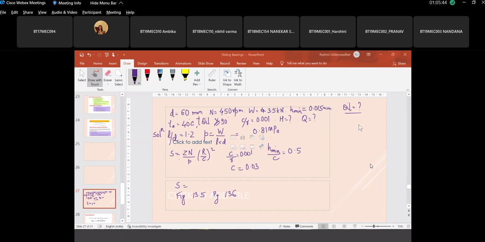1.5, 10 raised to minus 1. Do you agree with me? Whatever is the value, the next one is 2, which is 2 into 10 raised to minus 1. Next vertical line is 4, 10 raised to minus 1. So if you are getting a value between 1 and 2, it is somewhere 1.5, 10 raised to minus 1.